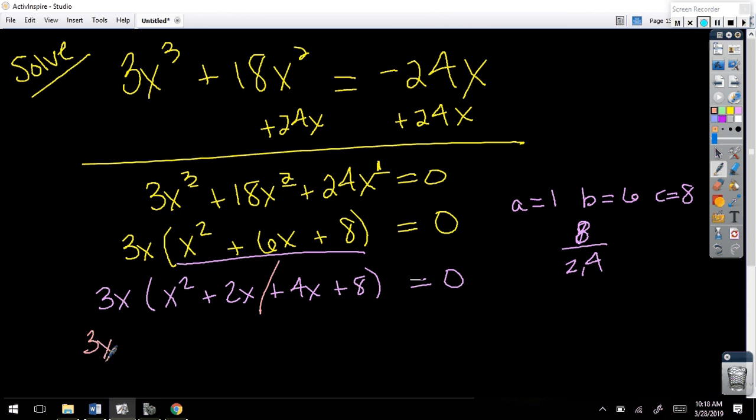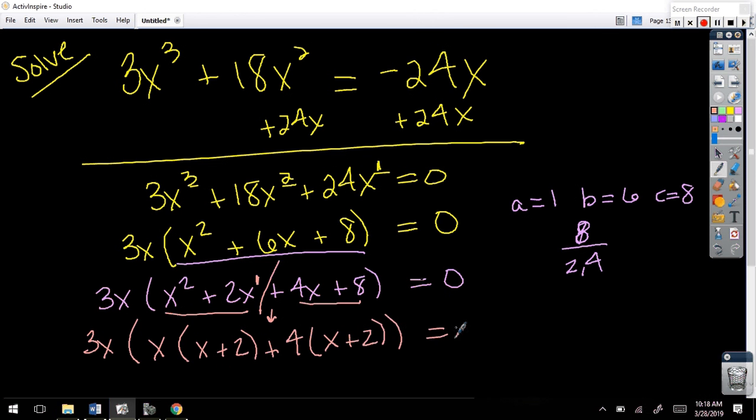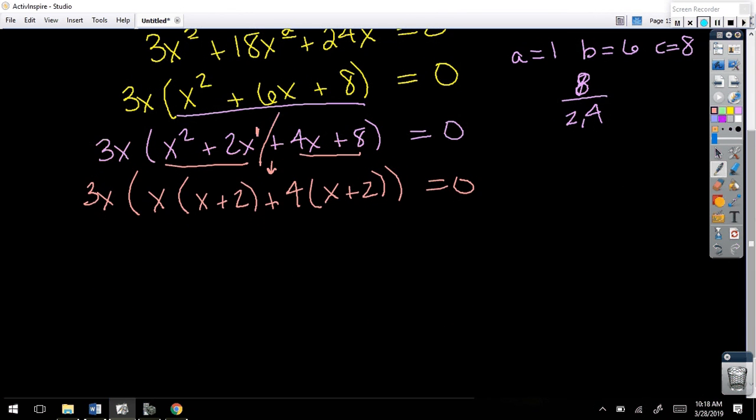All right, 3x is still here. What's the GCF? This one's got 1x, this one's got 2, and this got 2 in front. So 1x is the most I can take out. What's left? X plus 2. Middle sign. What's the GCF? 4. What's left? All right, so factor. The 3x is there. What do they share?